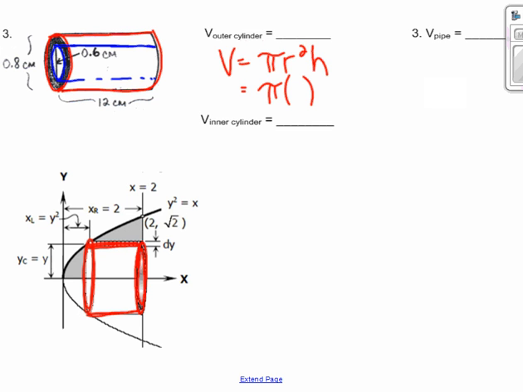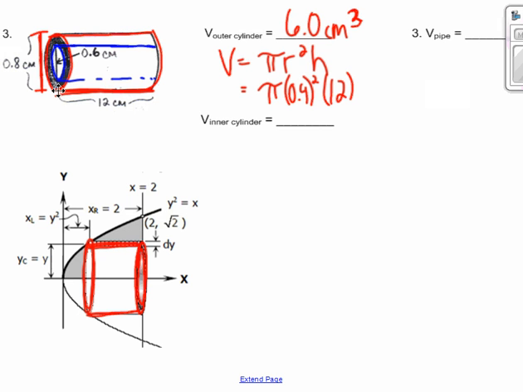So pi radius is, now they give us this whole thing is 0.8, so my radius here is 0.4 centimeters. And the height, the distance between the two circles, is 12. So when I multiply that out, I get 6.0 centimeters squared, or cubed, sorry.